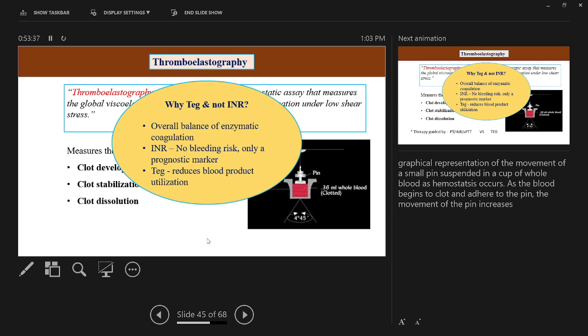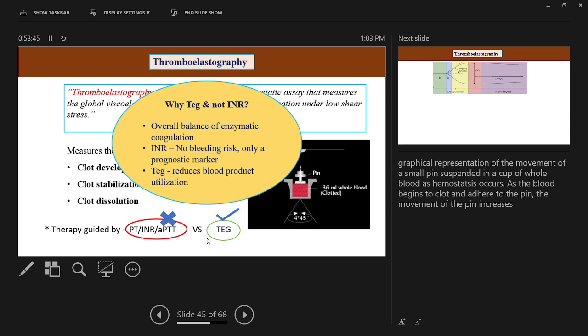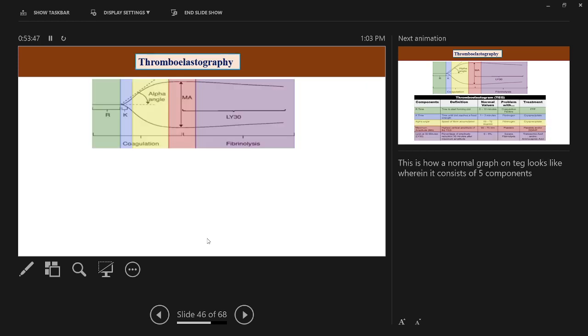Also, TEG reduces the utilization of blood products, because we usually transfuse patients on the basis of INR. So therapy should be guided by TEG and not INR in patients with liver disease. INR is for prognostic scoring only. It is not for predicting the bleeding risk.